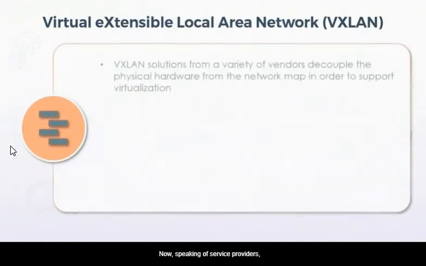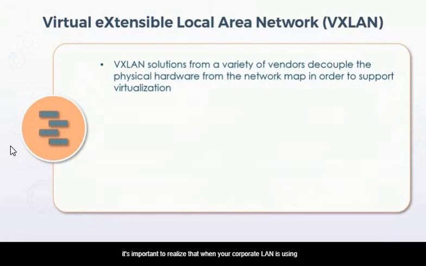Now, speaking of service providers, it's important to realize that when your corporate LAN is using virtual LANs or VLANs on your switches, your layer 2, your layer 3, your multi-layer switches, there is a limitation. For example, 4096 VLANs is the maximum you can have with traditional VLAN technology. A cloud provider who has thousands, tens of thousands, hundreds of thousands of customers, that traditional VLAN's not going to work for them. So they're going to use what's called virtual extensible local area networking, or VXLAN.